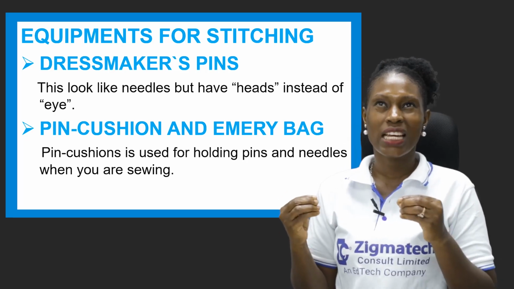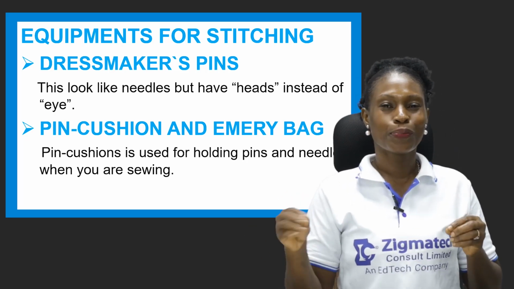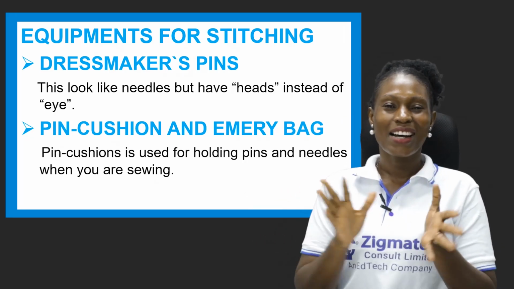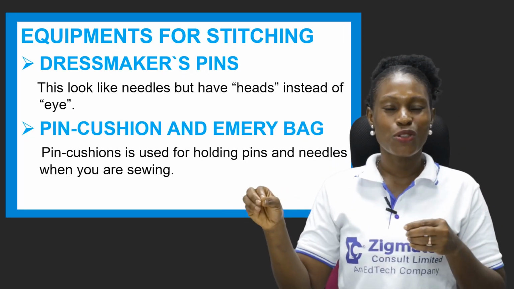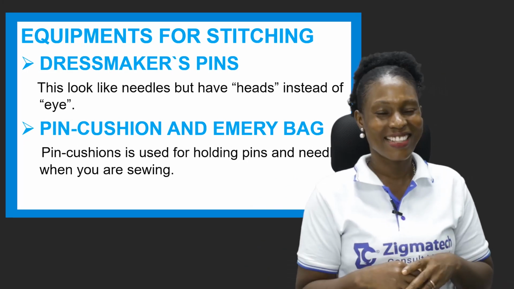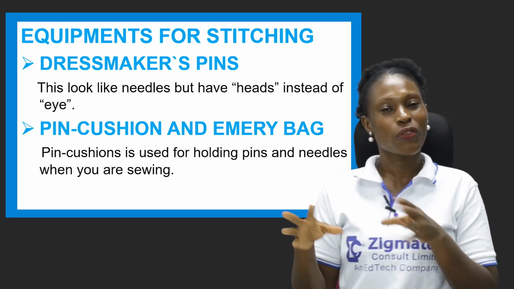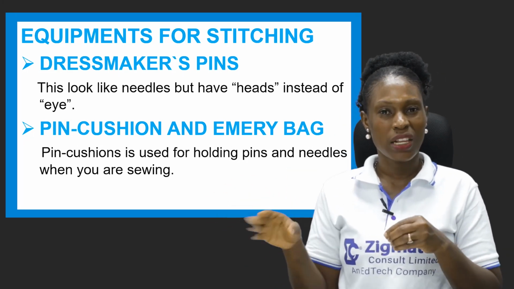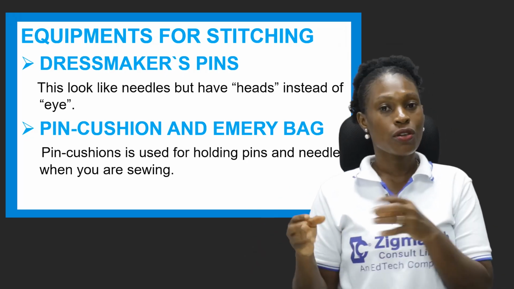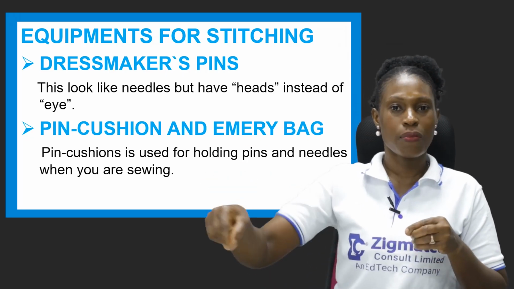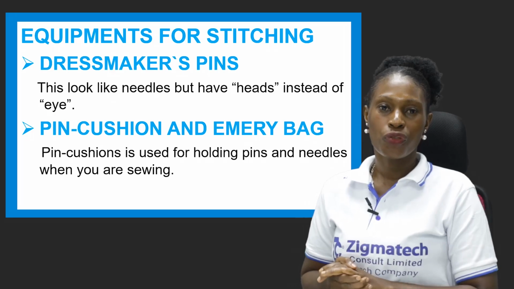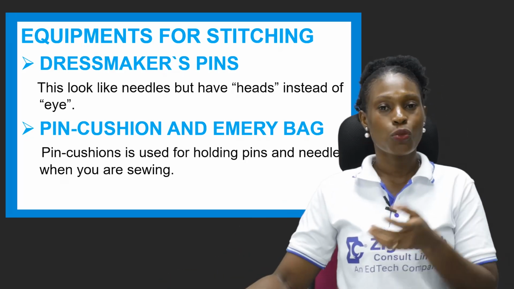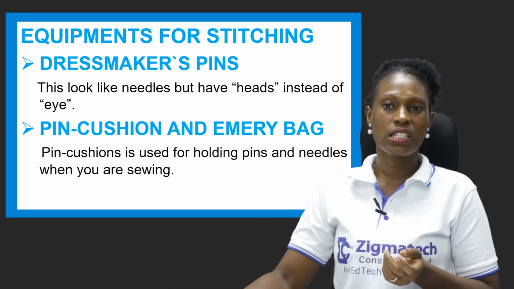What's this thing called again? I'm trying to remember. This thing they use, the magnet. Okay, yes, I remember, magnets. Some of them use magnets to put their razor blades and all of that. But the pin cushion is advised to just stick them there so they don't move off. So that's what is used for stitching.